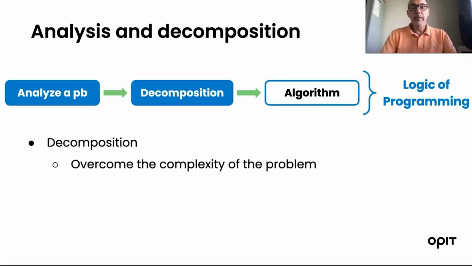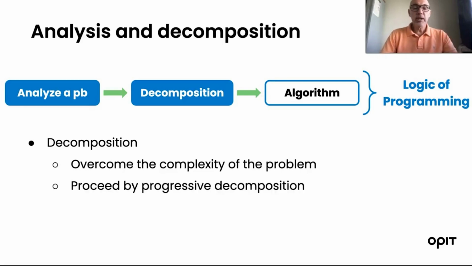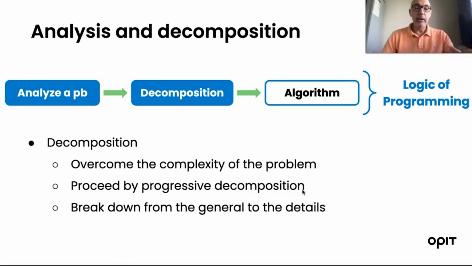In order to overcome the complexity of the whole problem, you cannot start from the beginning and write all your tasks in one shot. You should decompose from what to what. We proceed by progressive decomposition and we break down from the general to the details. Let me give you an example.